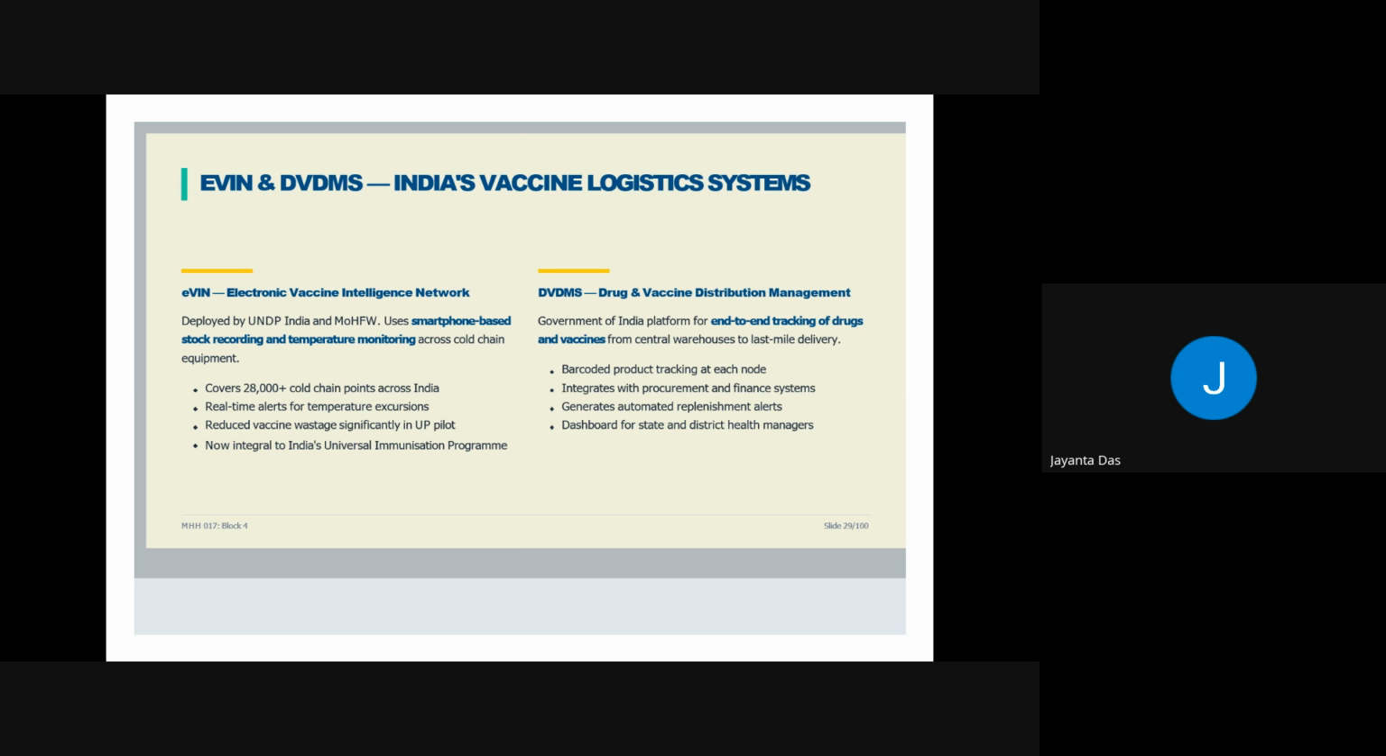DVDMS is the Drug and Vaccine Distribution Management platform of the Government of India for end-to-end tracking of drugs and vaccines from the central warehouse to the last mile delivery. This is done by barcode product tracking at each node. As you have seen in supermarkets, when they are taking their stock, they are not physically counting. They are just tapping on those items, taking the barcode. They have got the number out there. It goes into the stock position, and from there they can generate their data.